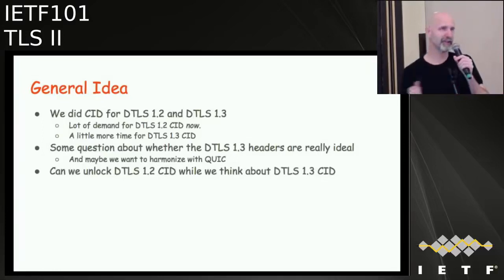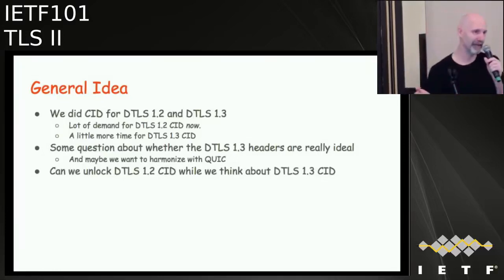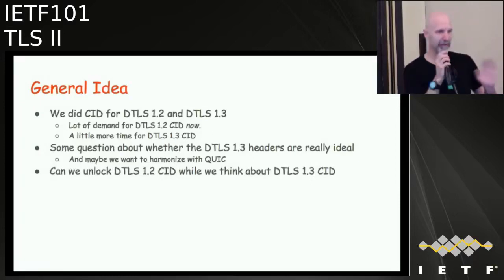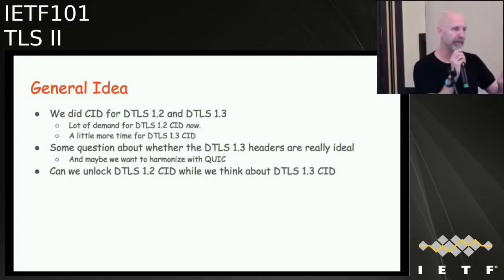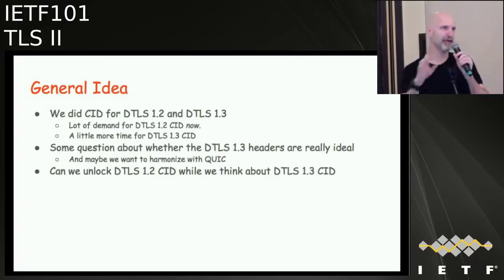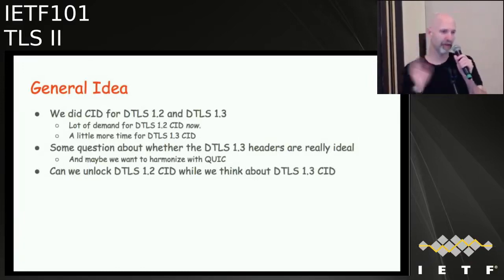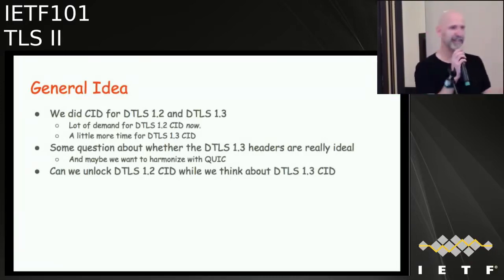On the other hand, we got a little stuck on exactly the right way to encode the connection ID headers. So I had this idea yesterday, which was basically, there's a little bit of a question about whether or not the DTLS 1.3 headers that we're proposing are exactly what we want. And also there's a bunch of conversations about maybe we should steal some of their stuff, or whether they should be the same. So maybe we're going to want to screw around with that a little bit, so keeping the door open for that is good. But on the other hand, dragging down DTLS 1.2 connection ID while we think about DTLS 1.3 connection ID, not great.